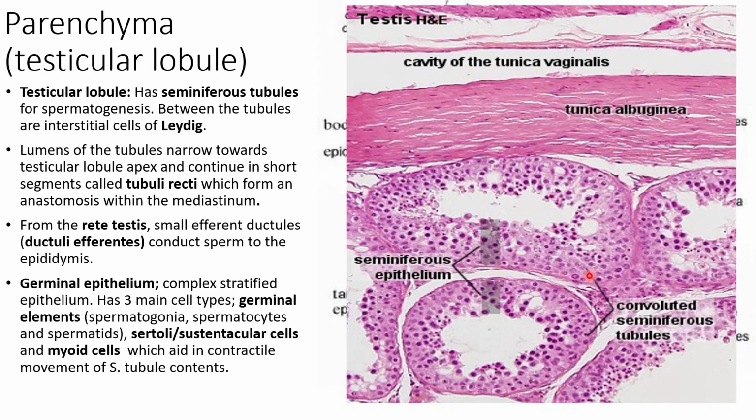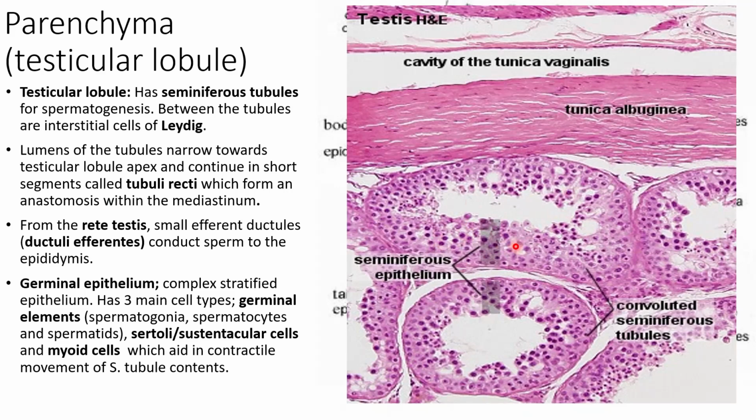Surrounding it, or in it, you'll have the seminiferous tubules. So this is the seminiferous tubules. For example, 3 or 4 of them will now form a testicular lobule. So that is a testicular lobule, as you can see there. From there, this testicular lobule will contain, in each of the seminiferous tubules, seminiferous epithelium or the germinal epithelium, which is a complex stratified epithelium.